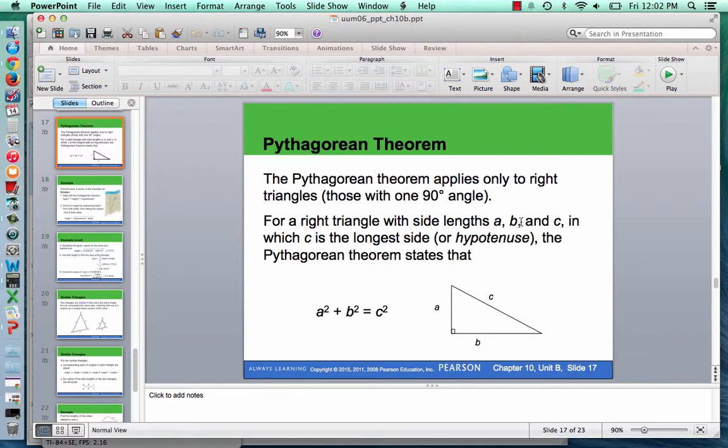So for a right triangle with sides of length A, B, and C, in which C is the longest side, or the hypotenuse, the Pythagorean theorem states that the sum of the squares of the two legs, A squared plus B squared, is equal to the square of the third side, C squared. A and B are always referred to as the legs of the triangle. They form the L of the right angle, and C is the hypotenuse.